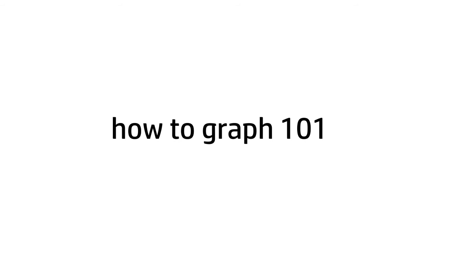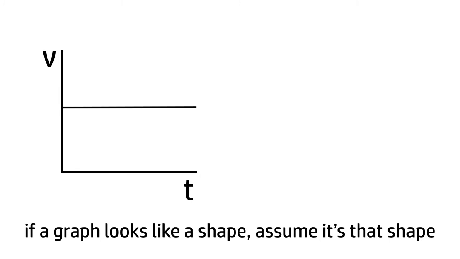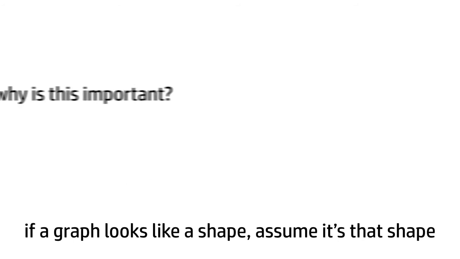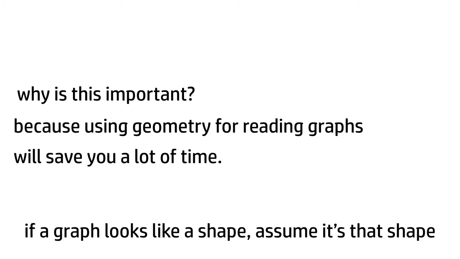But before we do that, I'm going to use this opportunity to explain how graphs should be read, because it is definitely one of the most important skills when taking the test. One important thing when reading the graphs on the AP test is that you can assume the shape of the graph when it looks very close to a specific shape. For example, if this velocity versus time graph looks like a rectangle, then just assume that it's a rectangle. Why in the world is this important? Because using geometry to analyze these graphs will actually save you a lot of time.